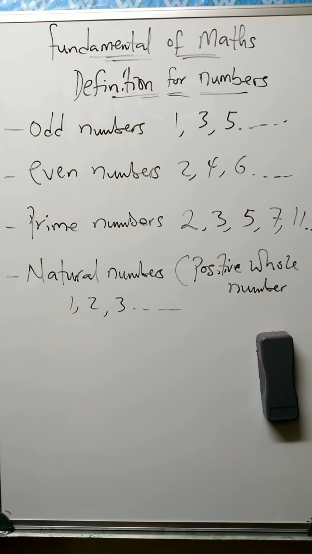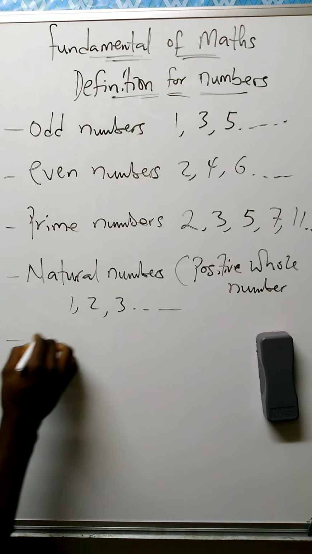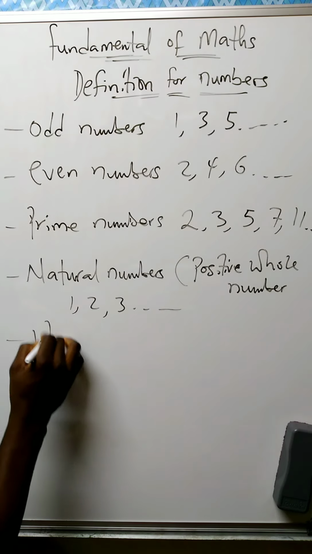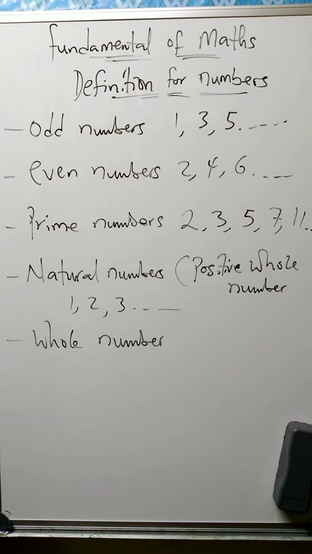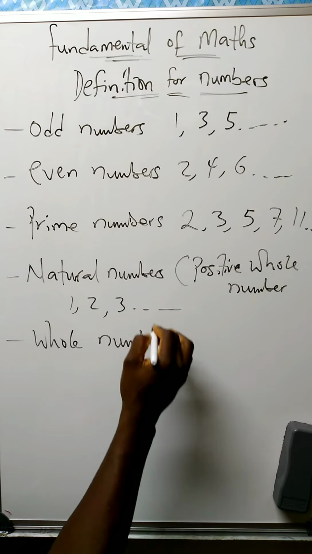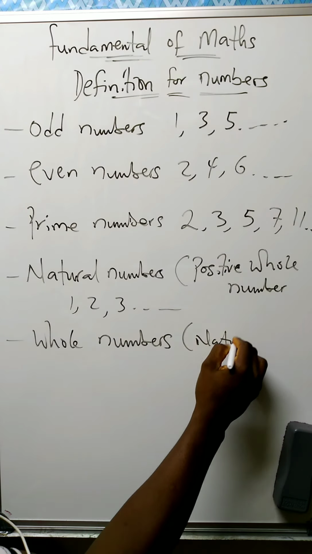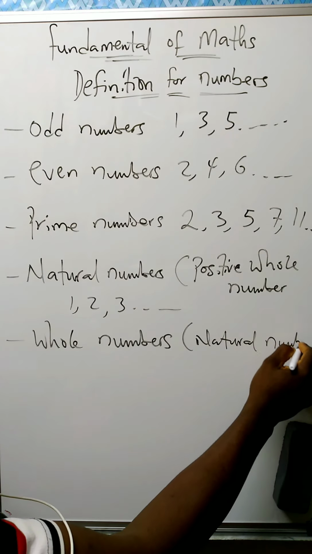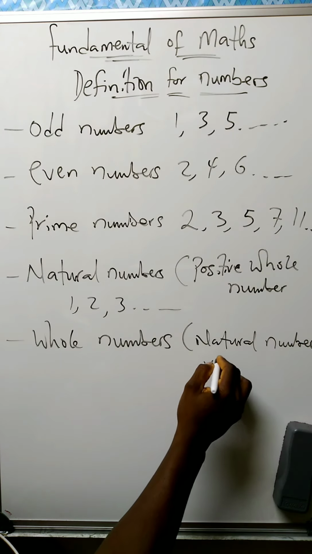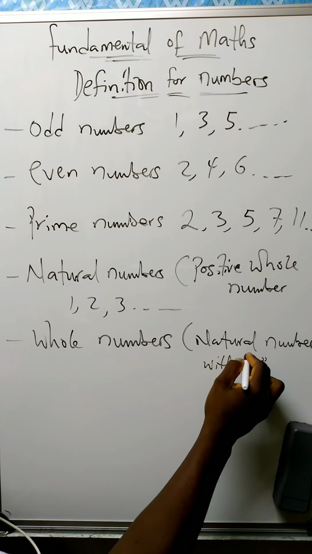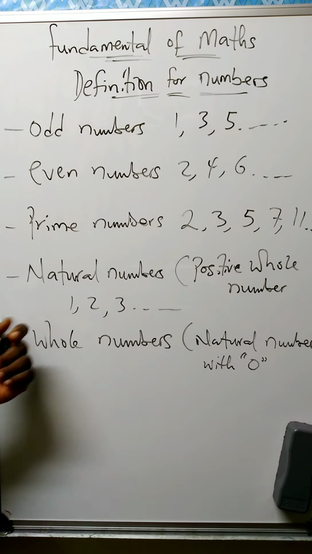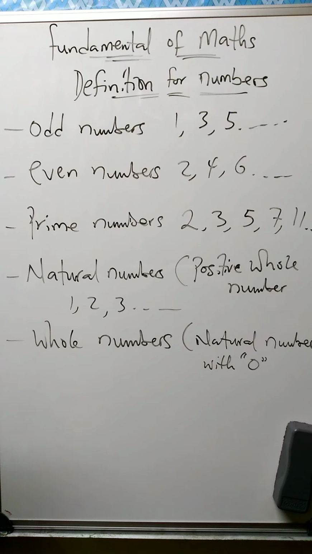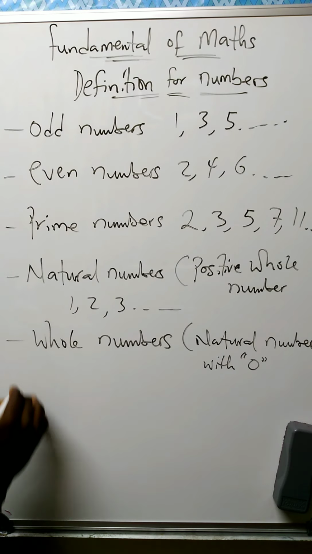Some other numbers that we have are what we call whole numbers. I mentioned it earlier on. Whole numbers are natural numbers with zero. Remember that under natural numbers, 0 is not a natural number. So natural numbers start from 1, 2, 3, and so on and so forth, all the positive whole numbers. Then whole numbers are natural numbers with zero.